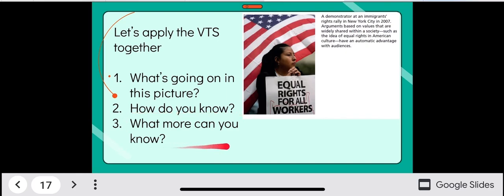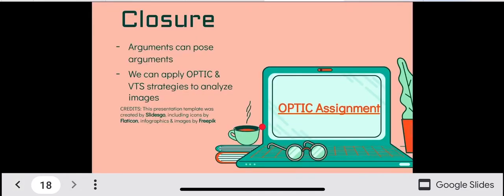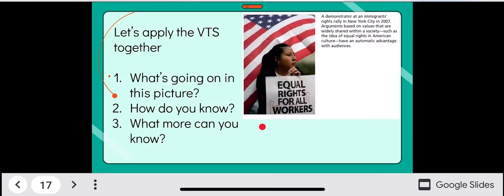This is how you can know more. So knowing more means going and searching for something more. How do you know more? You go to the title or the text and you try to find more about it. So basically that's it. We have taken the two strategies of reading pictures, the VTS and the optic, and we have learned how images can be claims, how they can be evidence, how they can be arguments.